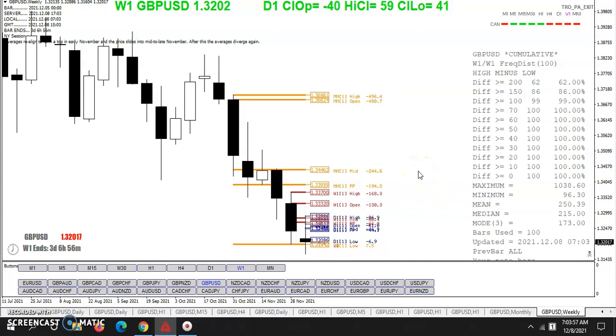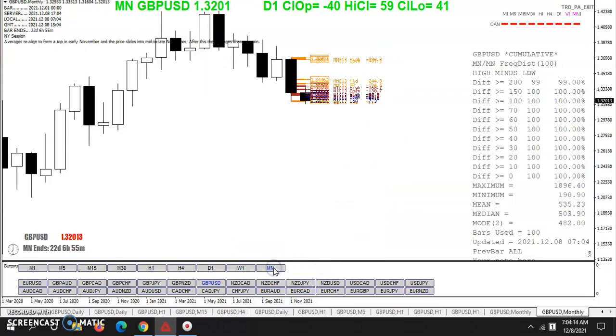And once again, you would have been rewarded from a short at 94 all the way down to 60, a 34 pip opportunity. And let's take one more look. Let's move it up once again to the monthly.